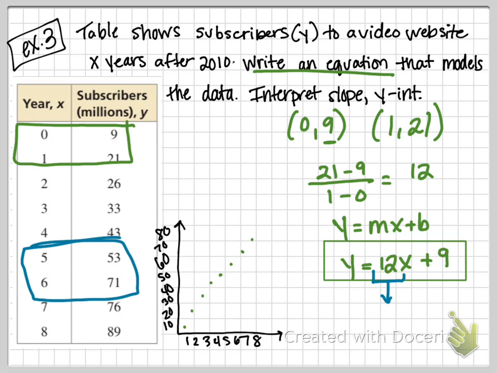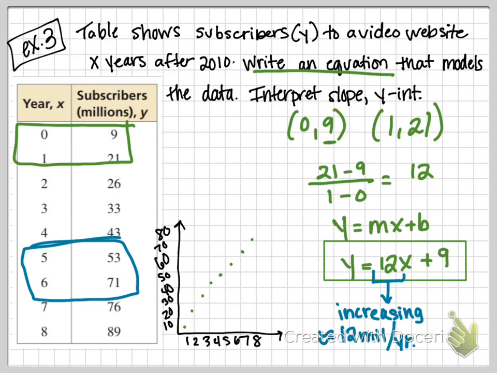That's what the slope is saying: it's increasing by about 12 million subscribers a year. That's very unrealistic. But that's what the slope says. Each year we're gaining about 12 million, give or take. Sometimes it's a little more, sometimes a little less, which is why if you chose different points, it might be a little different.